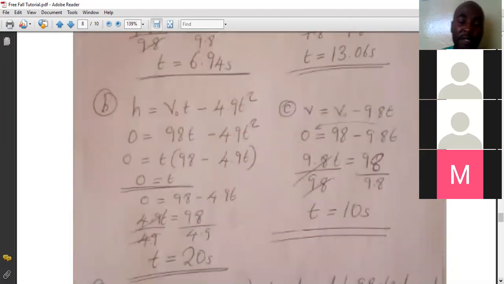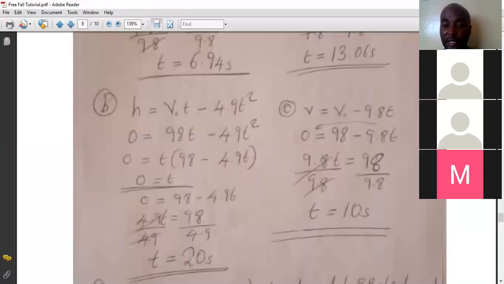Then when is the displacement 0? Displacement is h. So you make the equation here: h equals v naught t minus 4.9 t squared. Since h is 0, you say 0 equals 98t minus 4.9t squared. You don't just cross this and cancel out t. No, you factorize. Because for these values, 0 is very important to physics. 0 is also a very valid answer. So you factorize, you say t, open brackets 98 minus 4.9t. So t is 0. Also, when you solve, t is 20 seconds. So that's the way it is.